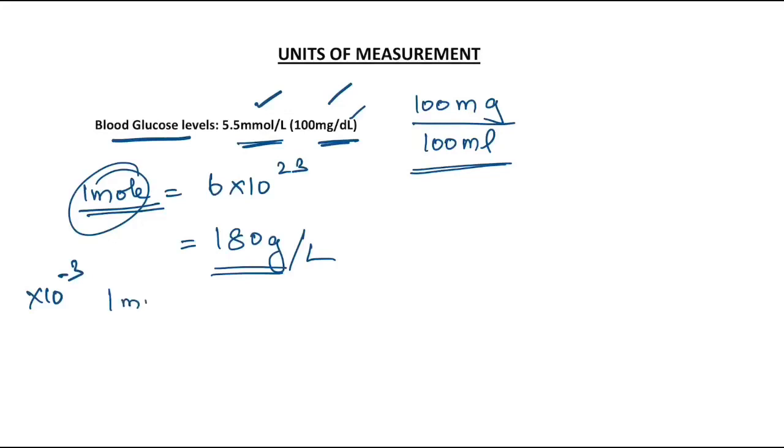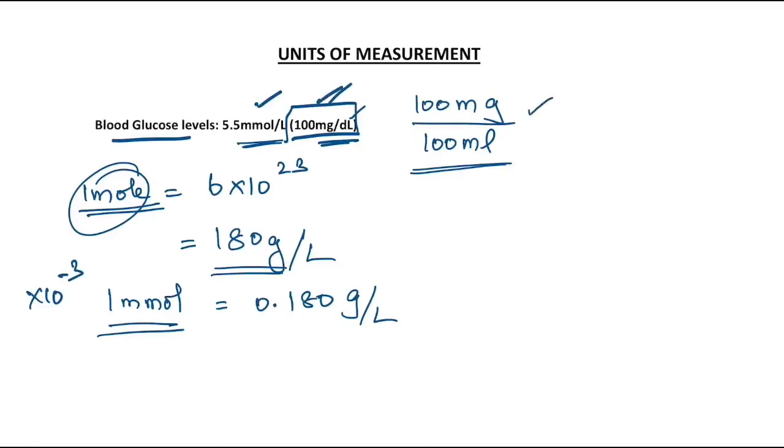So 1 millimole of glucose solution will contain 0.180 grams per liter of solution. So this is 1 millimolar solution of glucose. Now we want to find out how much is the millimoles in 100 milligram per deciliter. So this is the unit. Let's convert this also into gram per liter.